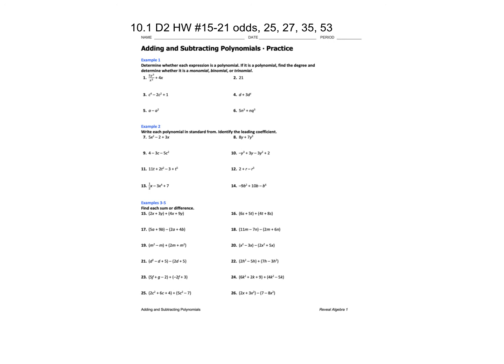You'll find this document in Schoology, and you are going to be doing this page. You already did, I think, 1 through 10 yesterday. I can't even remember. But you are doing numbers 15 through 21, the odds, then you're doing 25, 27, 35, and 53. I should have the answer key posted in Schoology as well. You're also going to submit this work so I can see that you did it. So make sure you check, and then submit it.